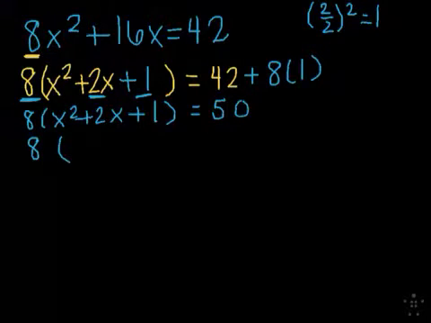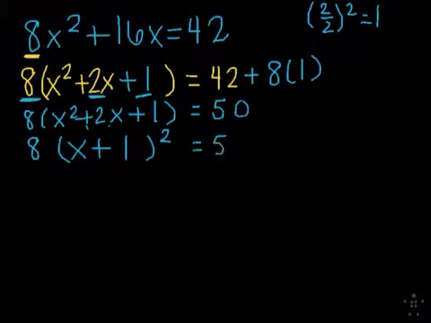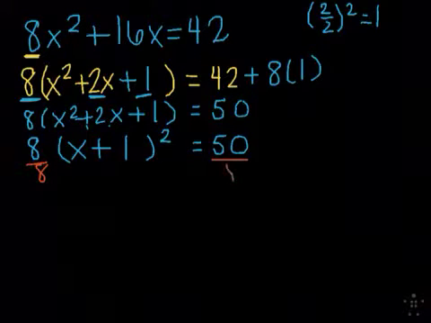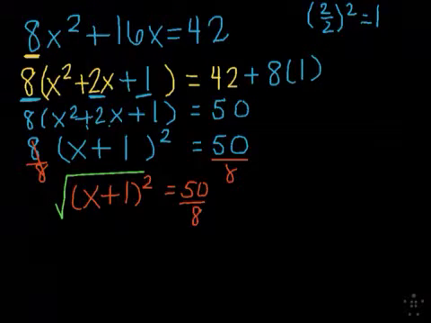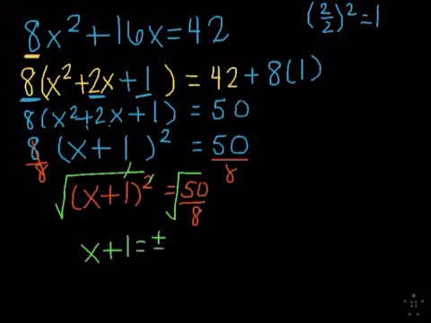All right, we're going to write it as a binomial squared now. Remember, it's an x, the sign of b, and half of b equals 50. Now, remember, this number in front, we have a number, so our next step is to divide by 8 on both sides. So I have x plus 1 squared equals 50 over 8. Now we're going to square root. So x plus 1 equals plus or minus the square root of 50 over the square root of 8.